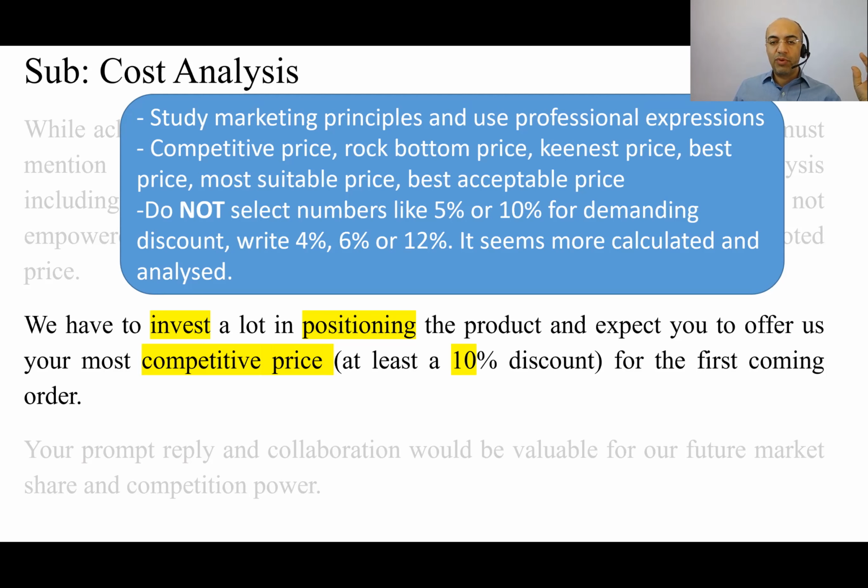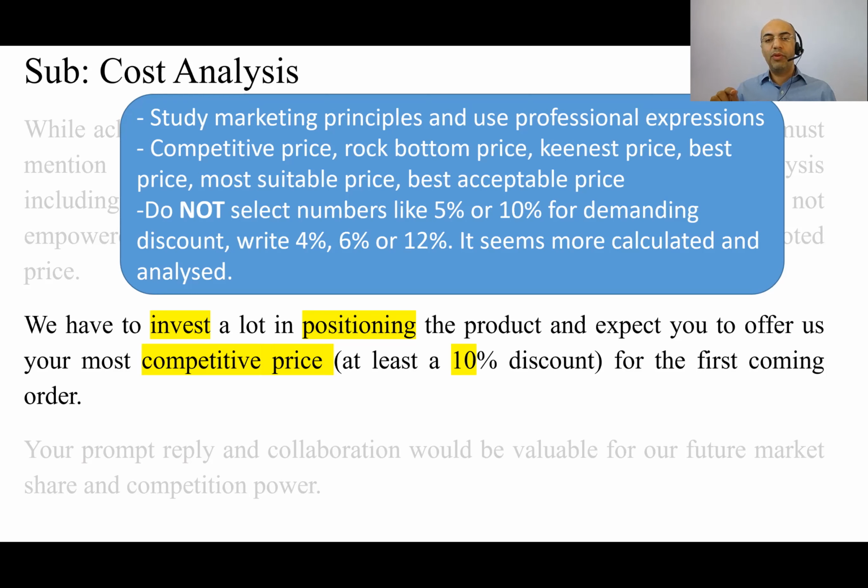So we have to invest a lot in positioning the product and expect you to offer us your most competitive price, or to mention a percentage, for example a 10% discount or 20% discount. The question here is whether to write the percentage or not. If you have a clear understanding of the market and you know the rational and logical figures or prices in your industry, it's better to mention it. If not, let's see what's the idea of the seller. Do not write any number. You can just ask for your most competitive price.